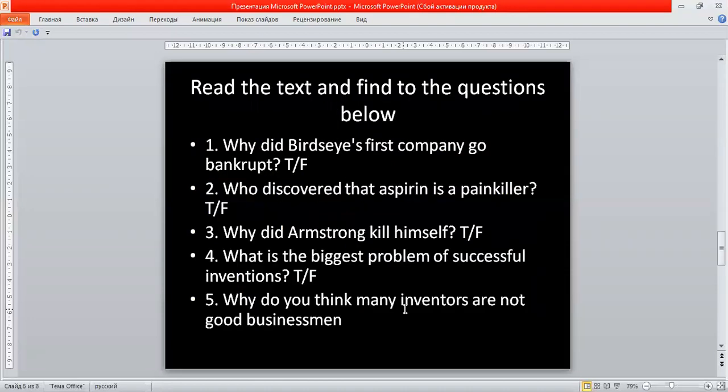Now read the text and find the answers to the questions below. Why did Birdseye's first company go bankrupt? Who discovered that aspirin is a painkiller? Why did Armstrong kill himself? What is the biggest problem of successful invention? Why do you think many inventors are not good businessmen?